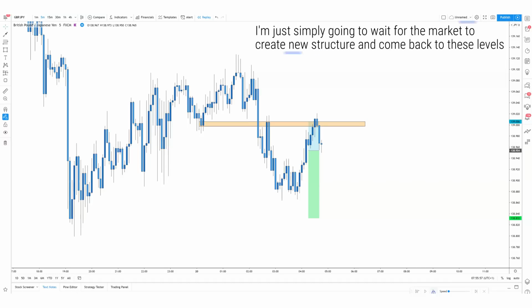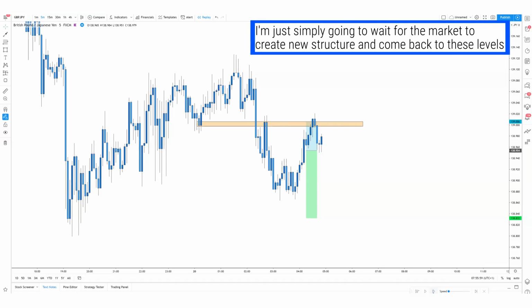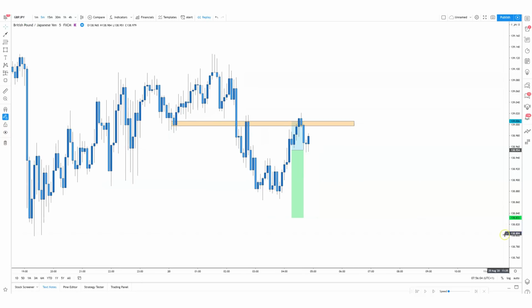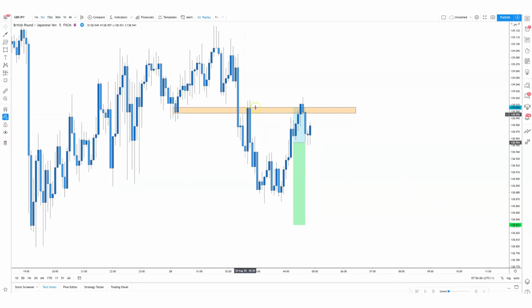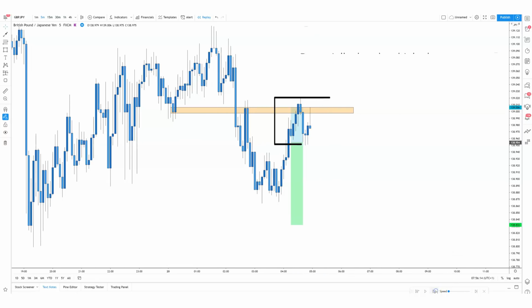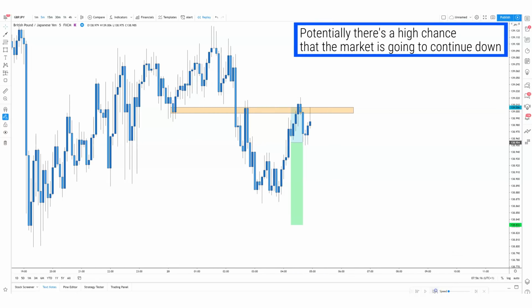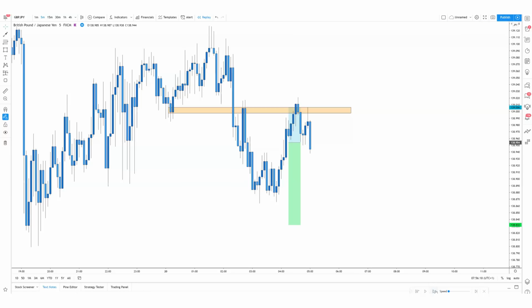So now I'm just simply going to wait for the market to create new structure and come back to these levels. Now, I know how the market moves, right? In a downtrend, we make lower lows and lower highs. If I start to identify that the market is now creating a reaction from this level and we're starting to get wick rejections, then potentially there's a high chance that the market is going to continue down. And as you can see here, we have that momentum shift.